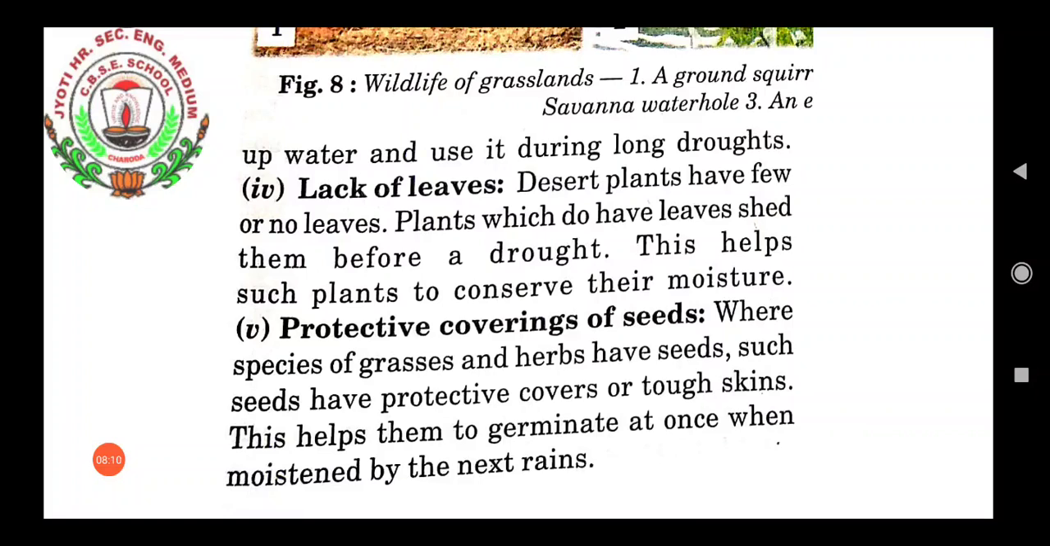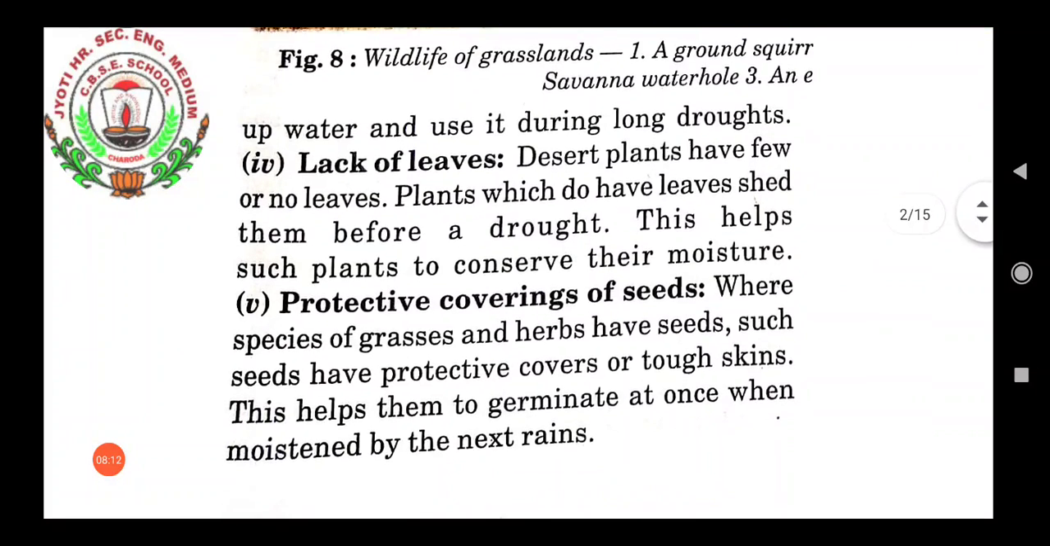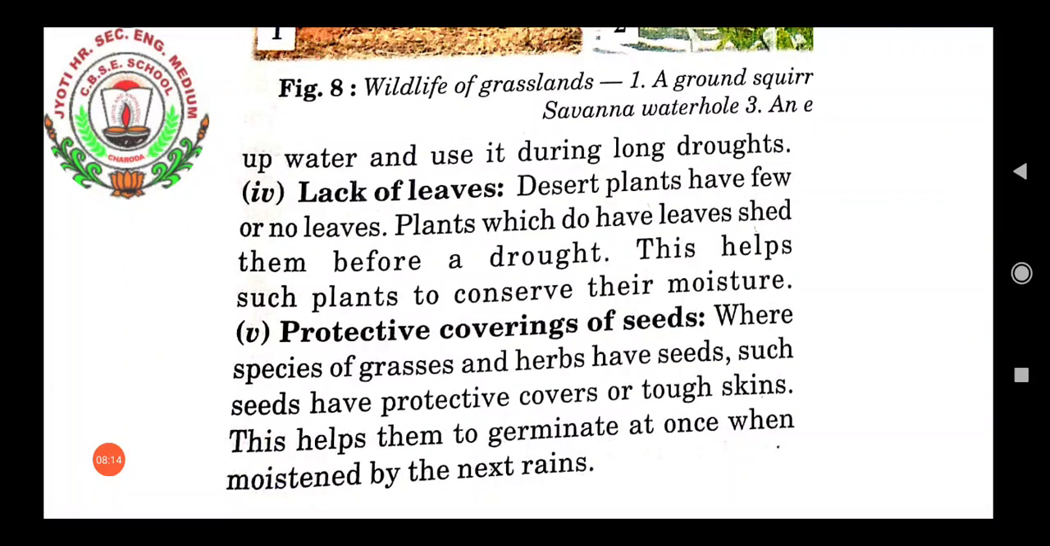As these seeds have protective covers or tough skins, they germinate again. They start germinating at the time of the rainfall. As they get moisture, the germination starts, and from that seed, a plant will come out.